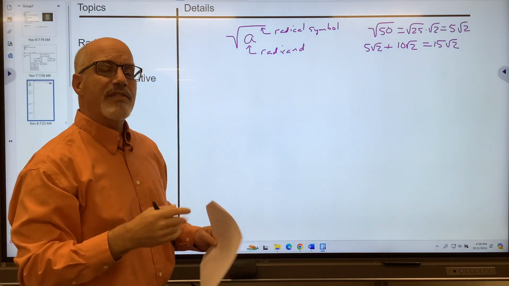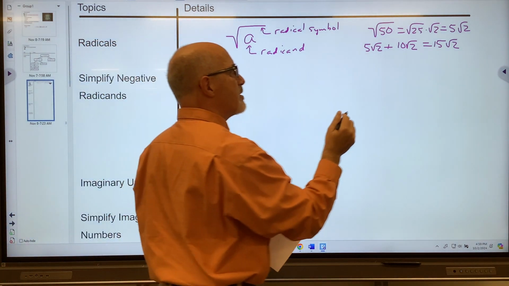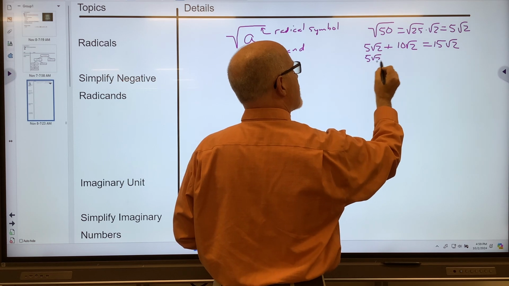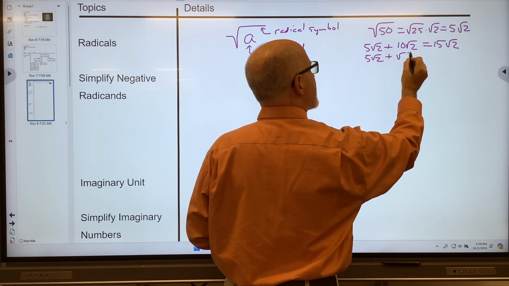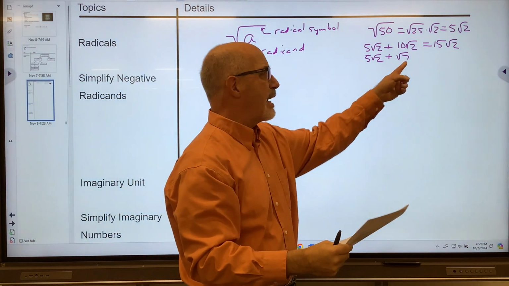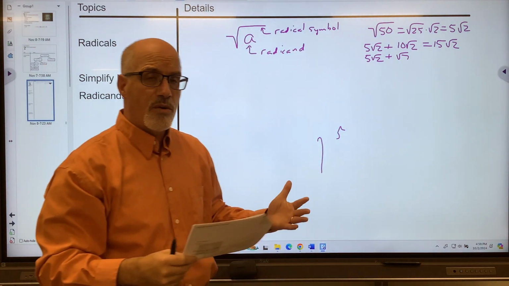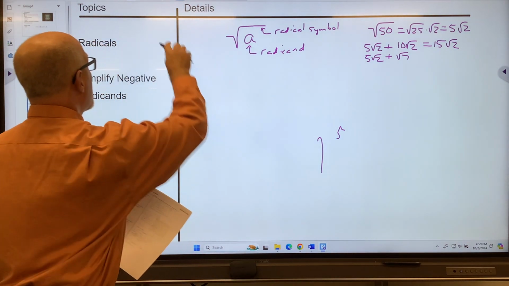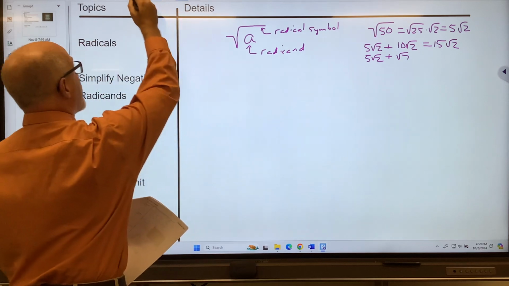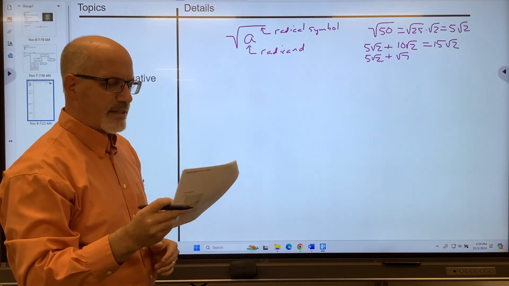If they don't have the same radicand, you can't combine them. So if I had, for instance, 5 square roots of 2, and I was trying to add to it the square root of 7, you can't simplify that because these are different radicands. They're not like terms. They can't be added together or simplified. So that's what we're going to be looking at, working with those kind of numbers in the real numbers, but we're going to add to it now negative radicands.